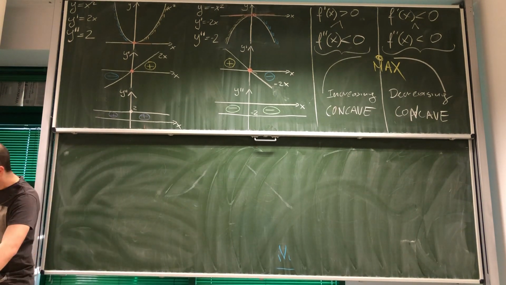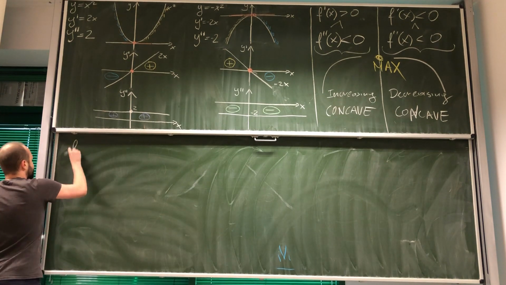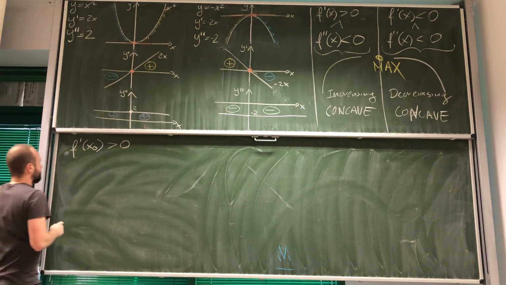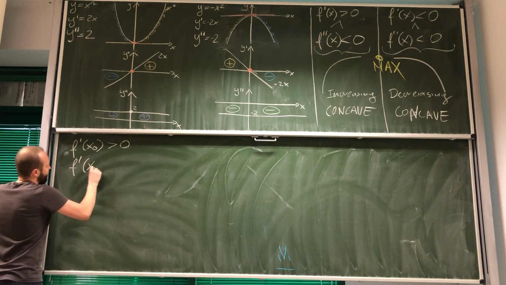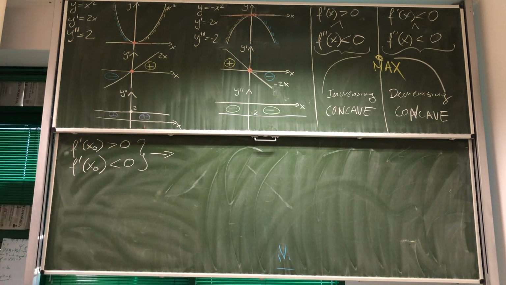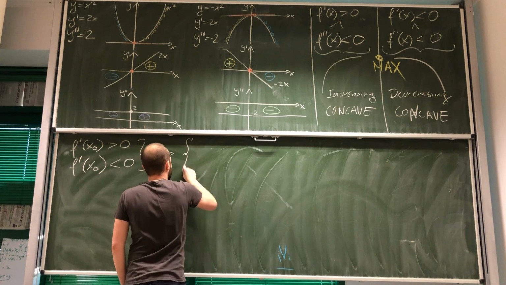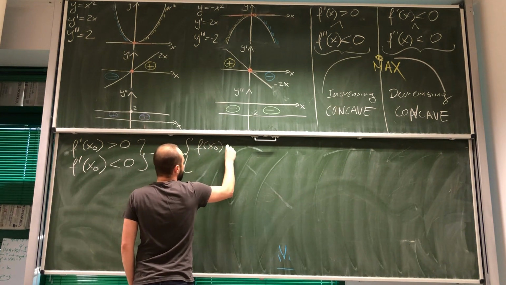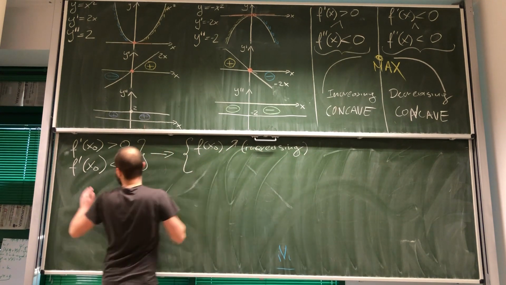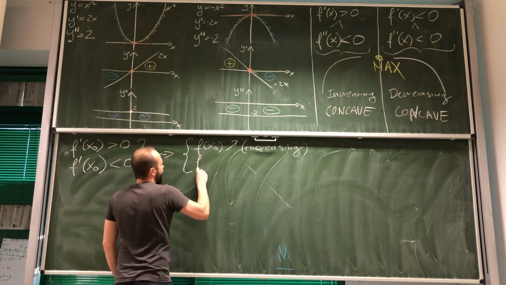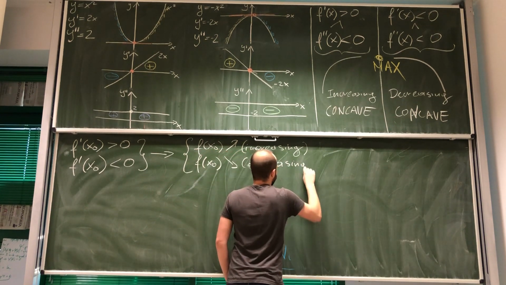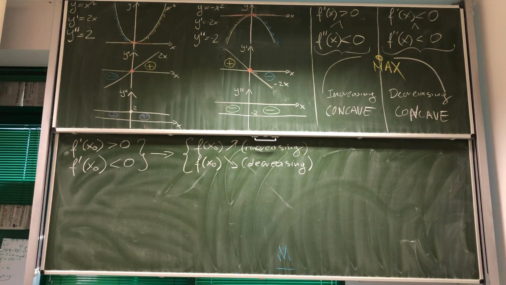Okay, if we have that at some point x0, the derivative f prime of x0 is bigger than 0, and if the first derivative at x0 is smaller than 0, then we get that at this point f of x at x0 is increasing, and in the second case, right, when it's negative, f of x0 is decreasing. Okay, that was straightforward.